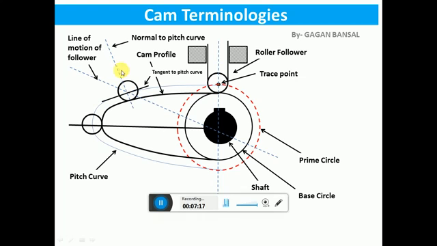This normal to the pitch curve and line of motion of the follower makes a certain angle which is represented as phi, and also the displacement of the follower from any position to some definite position also makes a certain angle which is represented as, say, alpha. This angle phi is known as pressure angle. What is the pressure angle? It is the angle between the normal to the pitch curve and the line of motion of the follower.